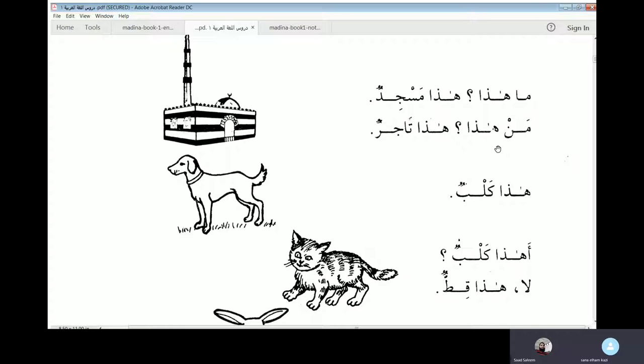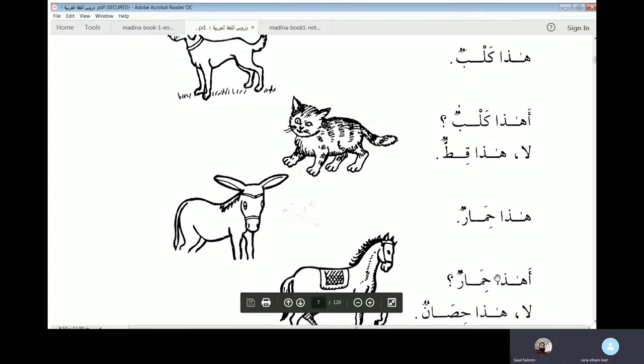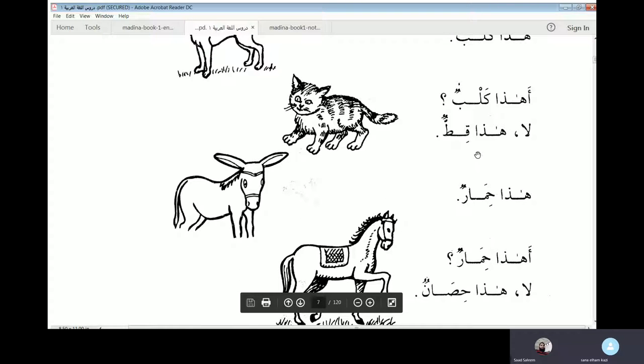This is a mosque. Man hadha, who is this? Hadha tajir. This is a merchant. Hadha kalbun. This is a dog. Hadha kalbun. Is this a dog? La, hadha kittun. No, this is a cat.